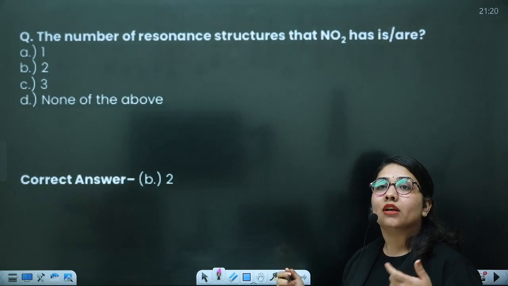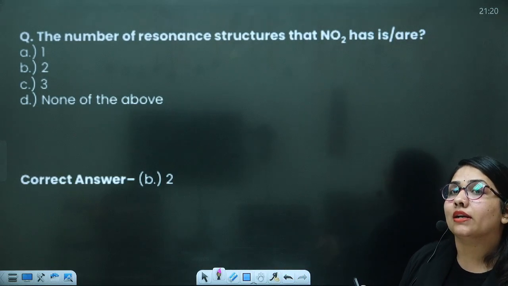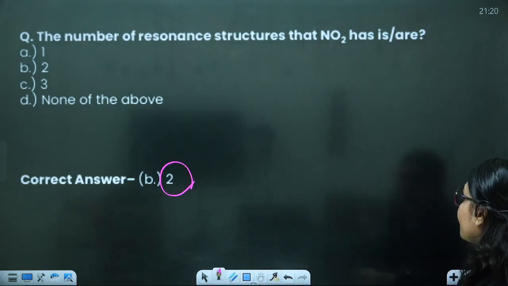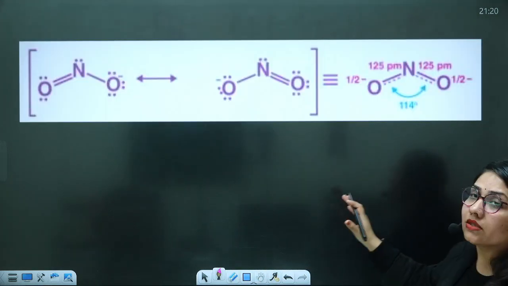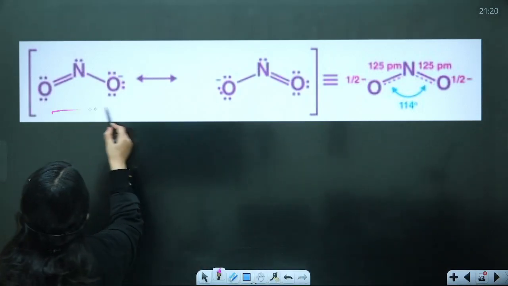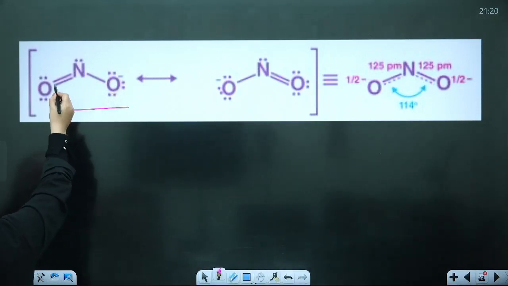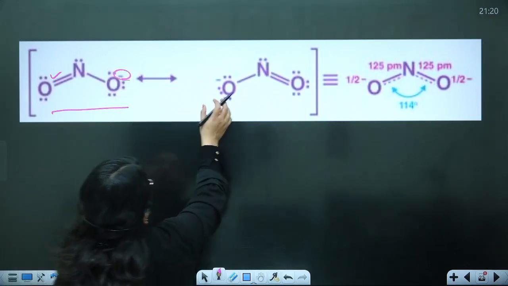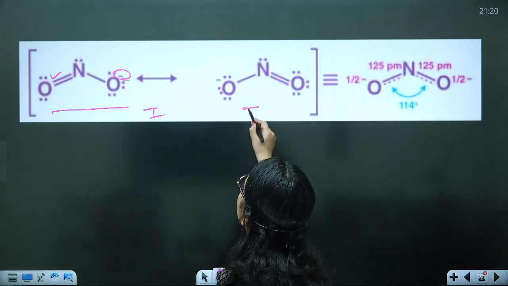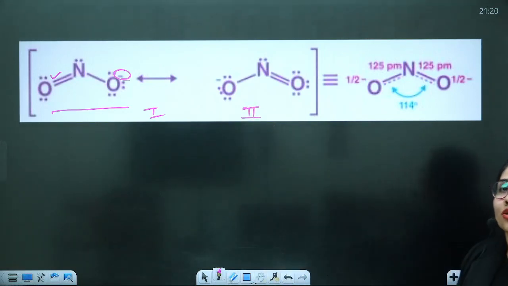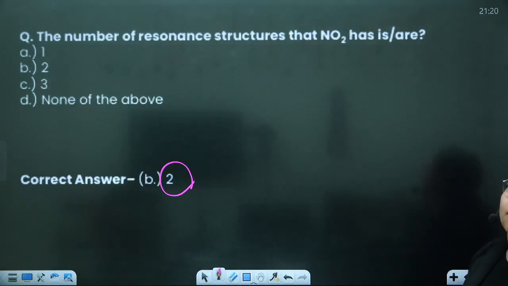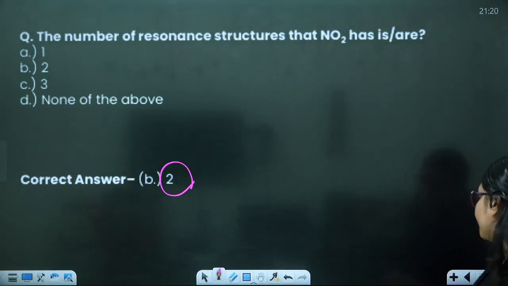Now next, the number of resonance structures that NO2 has. It has only 2 resonating structures. As I have told you, you can draw them once, and you can see there are 2 resonating structures. One is like this: here is the double bond that is in conjugation, and here the reverse of that, the reverse of structure one, you can see in structure 2. So there are 2 resonating structures of the particular molecule NO2.